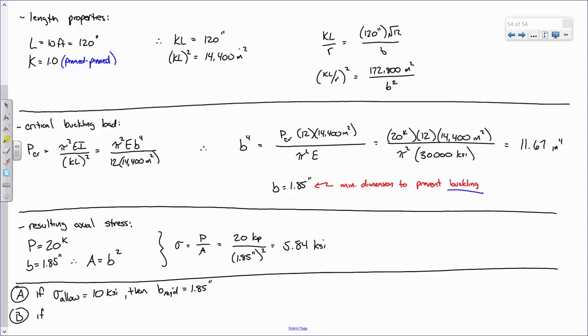For part B, it says if sigma allowable is 4 KSI, then what? Let's look at this scenario. Would you agree if I use a column of this size that that's the stress? Now under part B, is this acceptable? No. So I propose that if sigma allowable is 4 KSI, then B required has to be greater than 1.85 inches. Does that make sense?